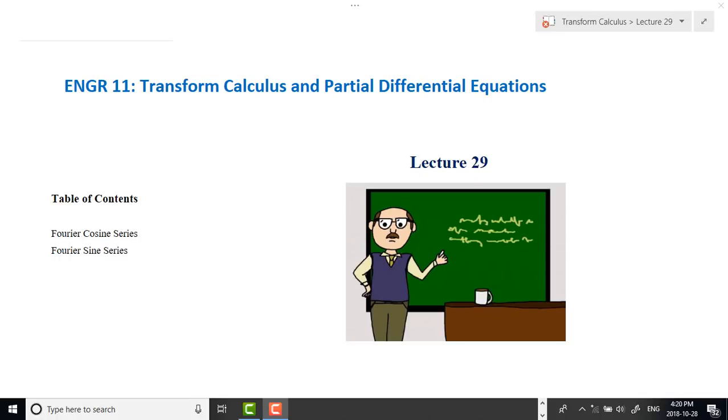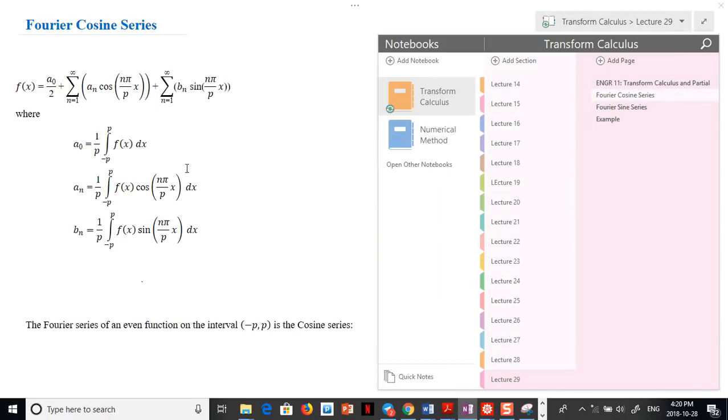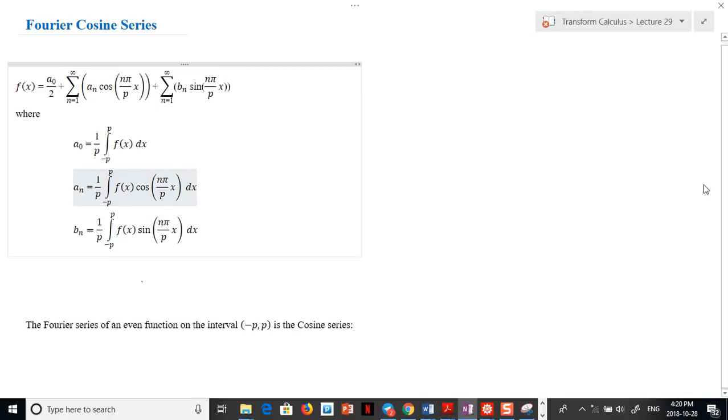Hello guys, we want to start chapter 29. In this chapter, I want to talk about the Fourier cosine series and Fourier sine series. So in the last lecture, we talked about even functions and odd functions, and we talked about properties of these two types of functions.